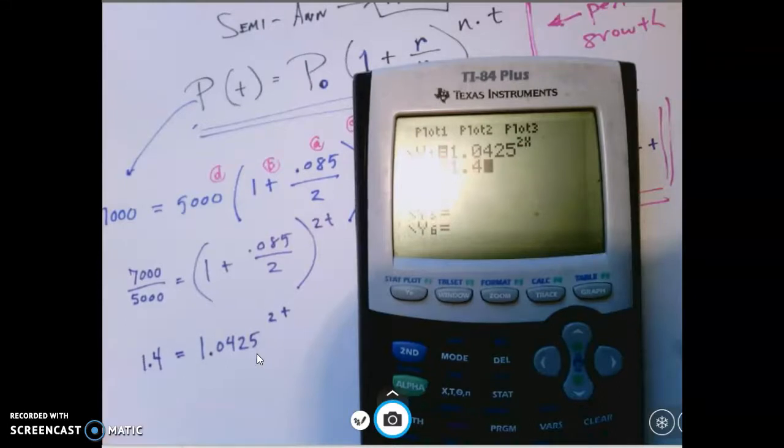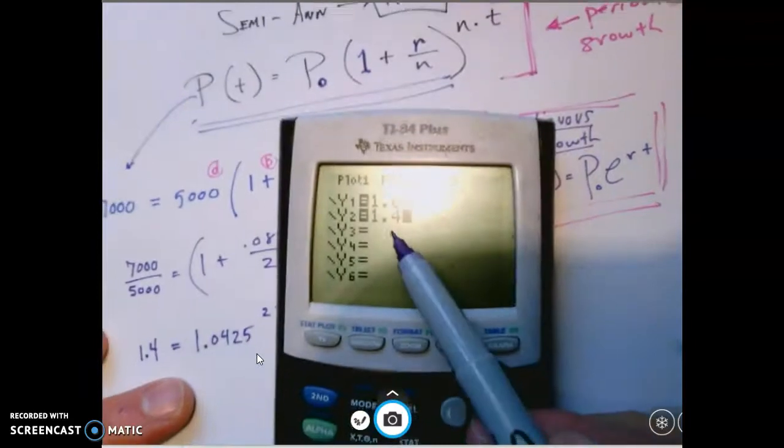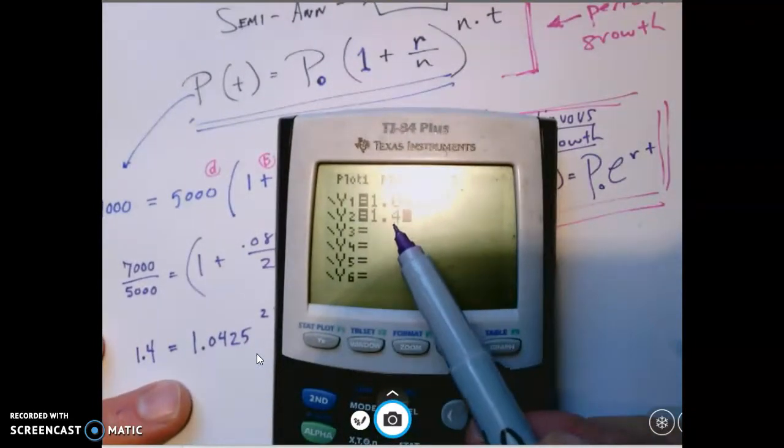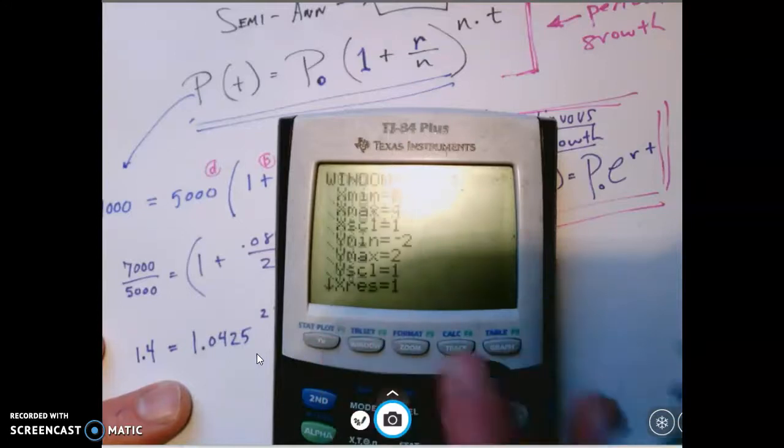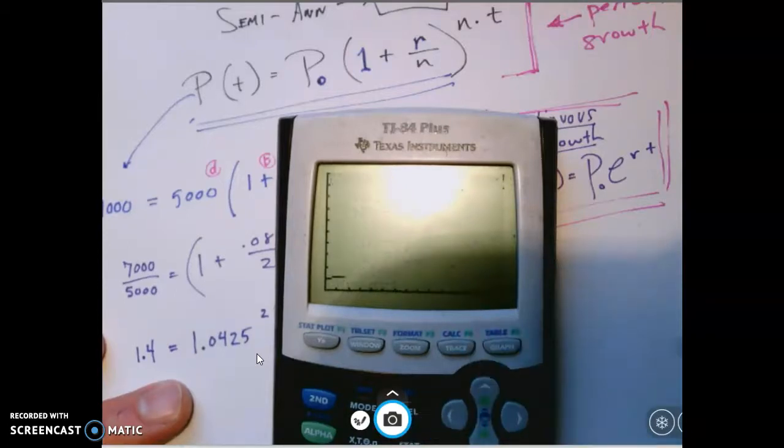Now we're talking about something growing from 5,000 to 7,000, so it's not crazy to think it's going to be doing it pretty quickly. It starts at 5,000, so we're going to have our window be 0 to, let's say, 15, and my y min is going to be 0, and my y max is going to be 10, if that helps.